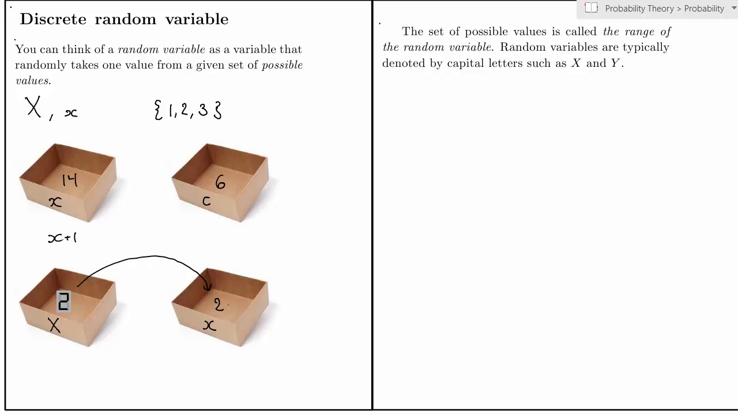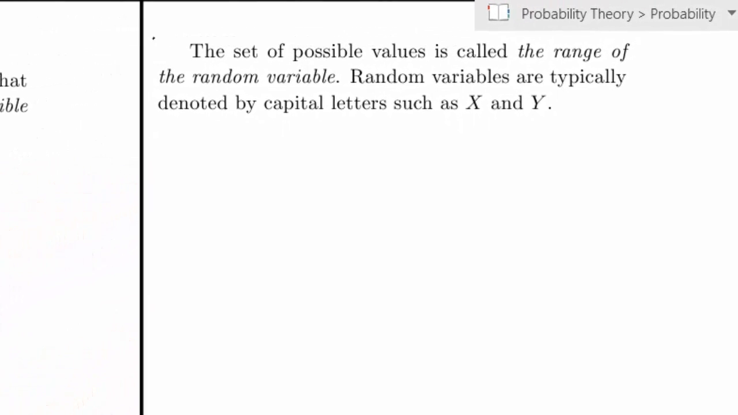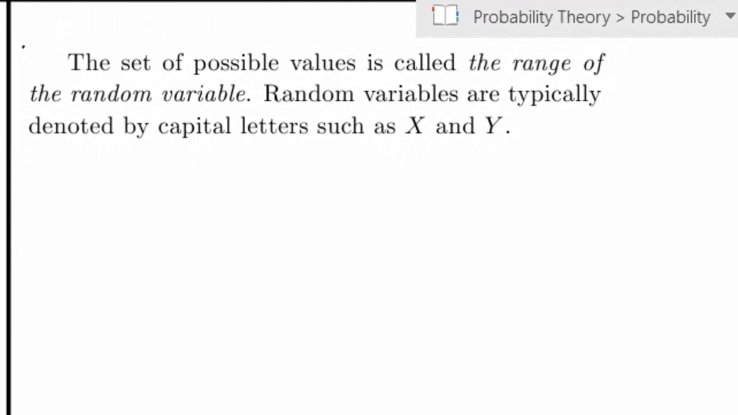The other important part of a random variable is that it's always associated with a set of possible values. And we typically denote this set as the range of the random variable. Whenever you look inside the random variable box, you can only see a number which is in the range of the random variable. You'll never see a number outside the range.